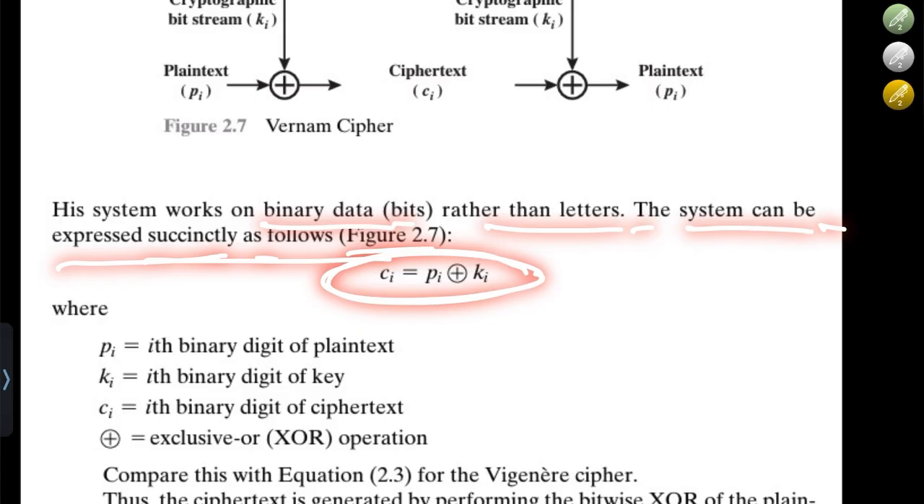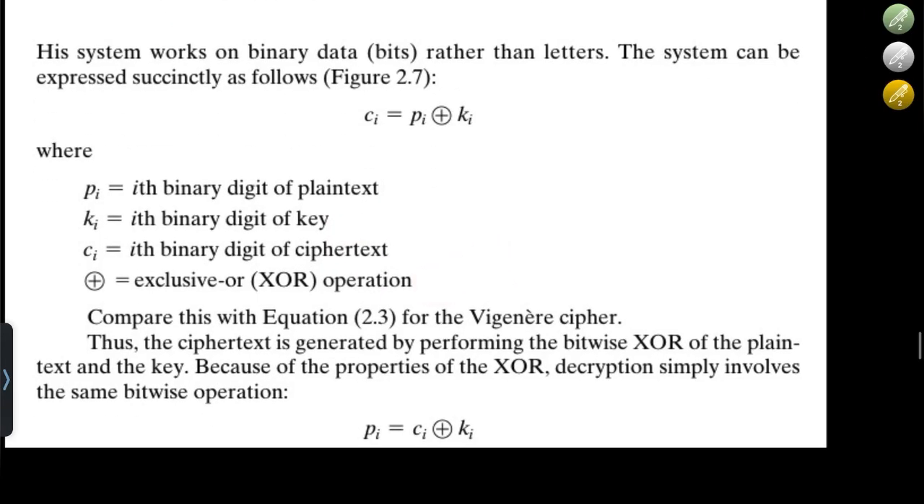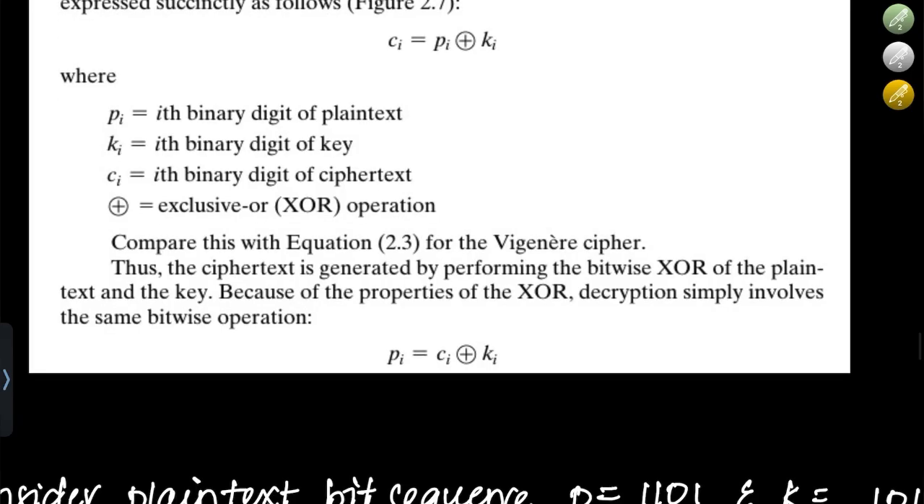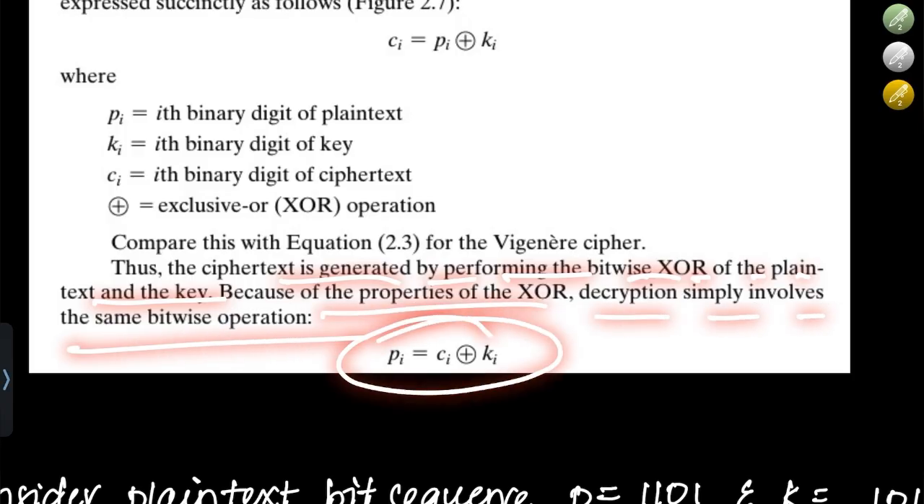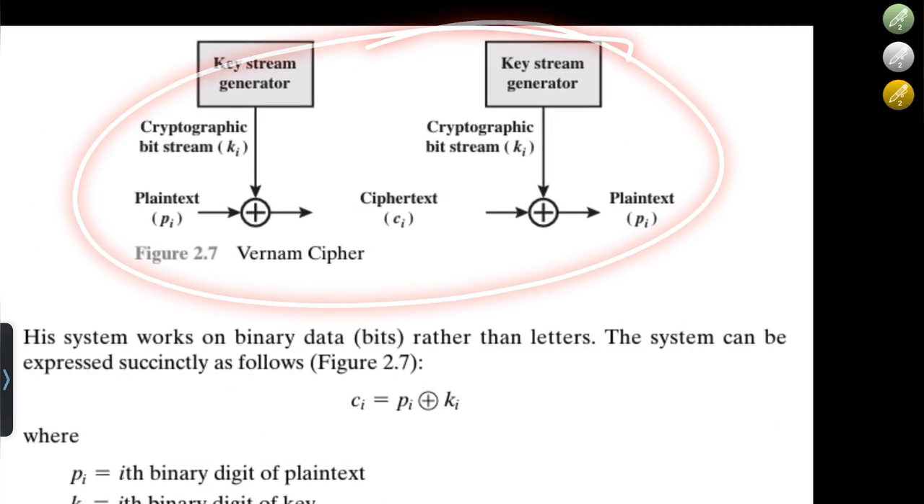This is the equation where pi is the ith binary digit of plain text, ki is the ith binary digit of key, ci is the ith binary digit of ciphertext, and here we have ⊕, the XOR operation. So ciphertext is generated by performing the bitwise XOR operation on plain text and key. Because of the properties of XOR, decryption simply involves the same bitwise operation. So as we discussed here, the bitwise operation is the same for encryption and decryption.